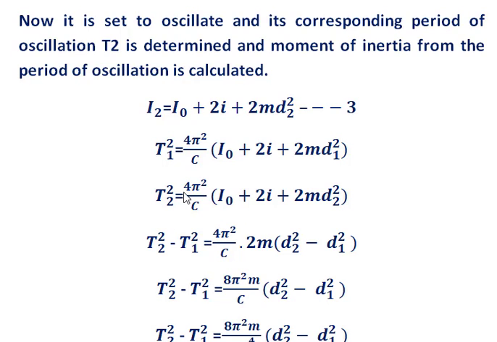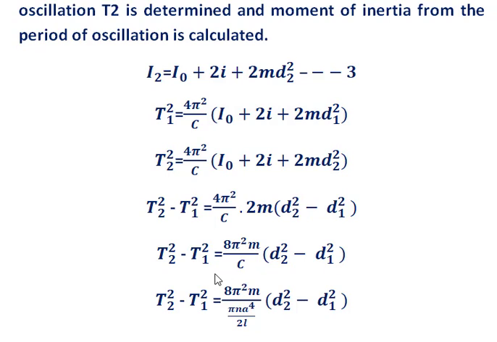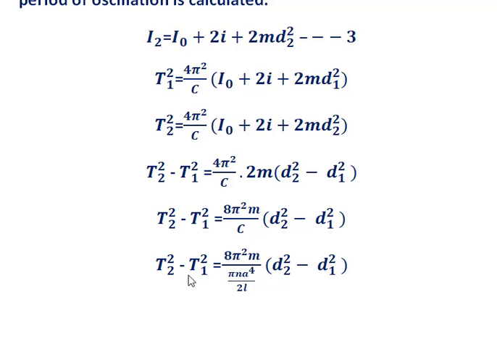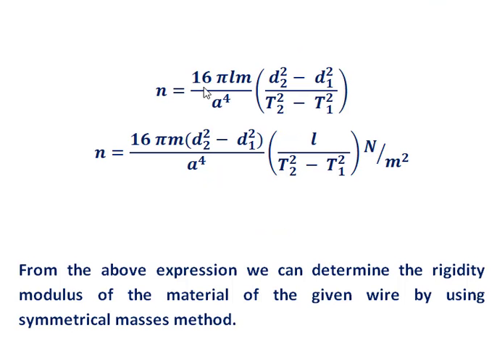Now subtracting these two equations, we get this, and then it is modified into T2 square minus T1 square is equal to 8π square m by C into (d2 square minus d1 square). Then the value of C is substituted here. Already we know that C is equal to π n a power 4 by 2L. On modifying this equation, we get n is equal to 16π L m by a power 4, into (d2 square minus d1 square) by (T2 square minus T1 square).